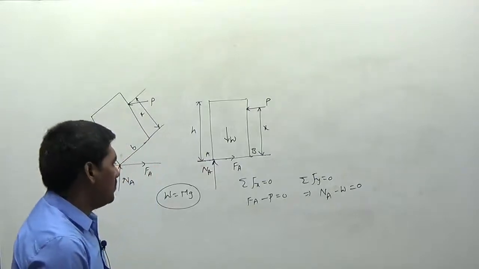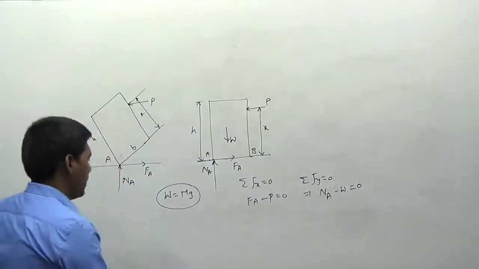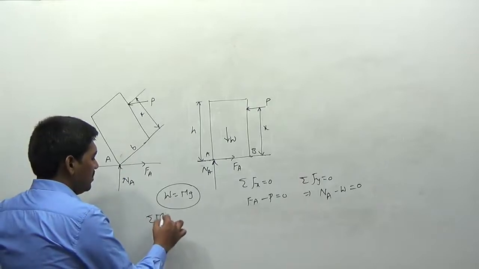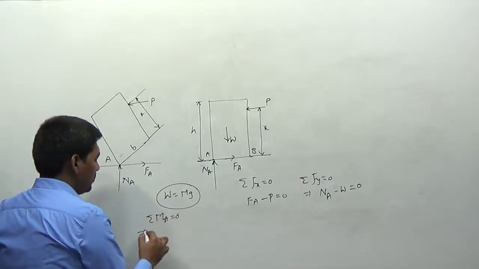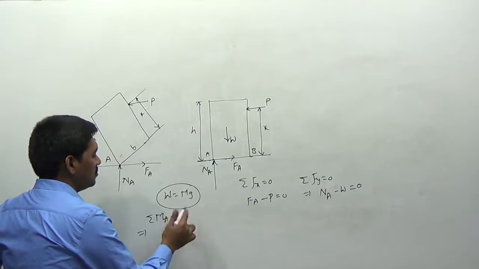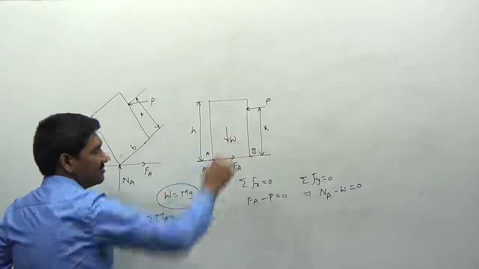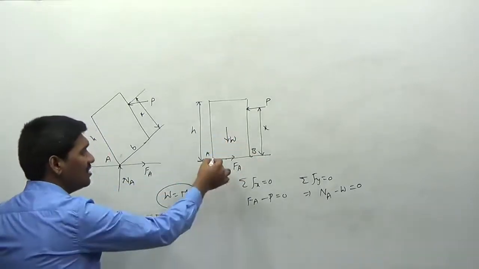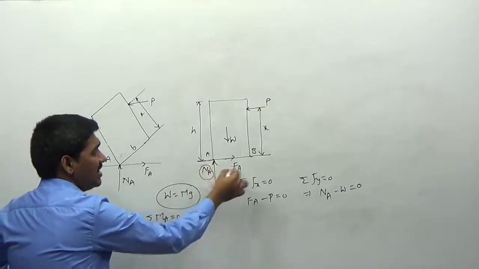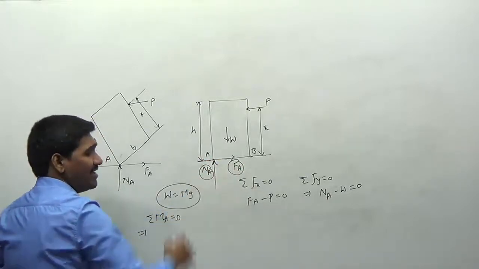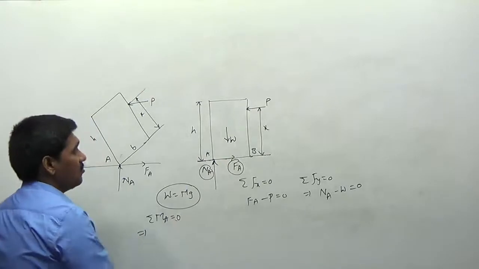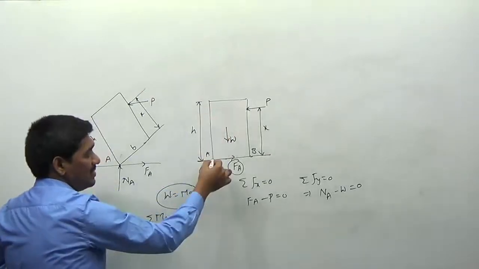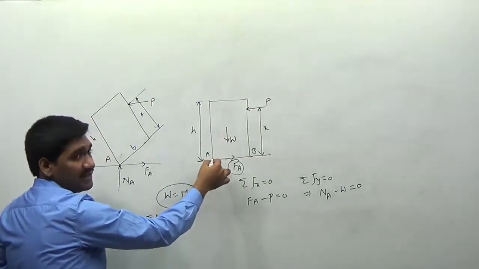Now, at which point do we have to take the moment center? I am taking sigma MA is equal to 0. You can take sigma MB is equal to 0 also, because we need the value of x here. But if you take the moment center as A, NA and FA will become 0. The moment of NA and FA will be equal to 0 here. This is your moment center here.